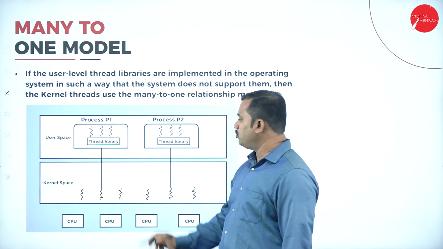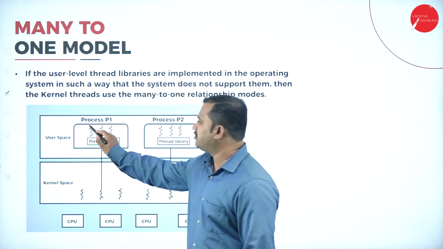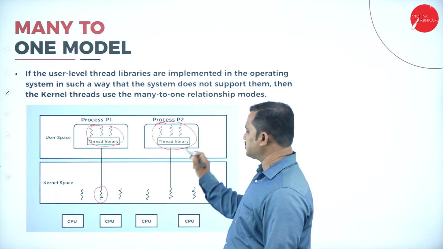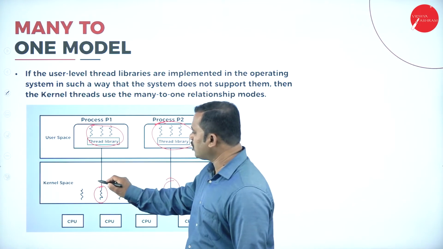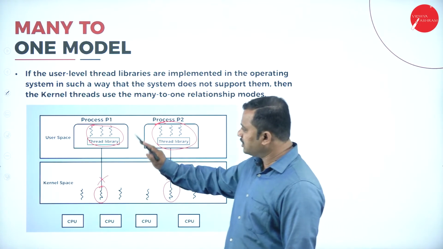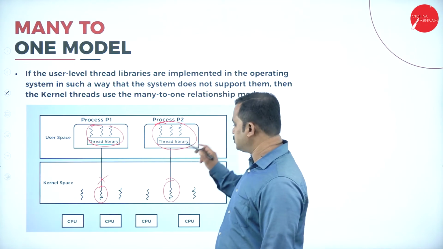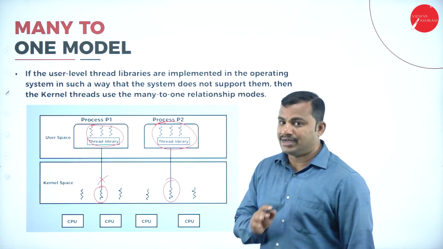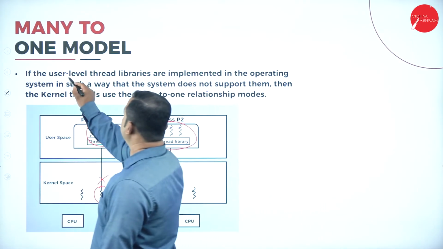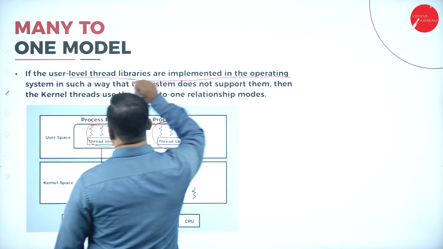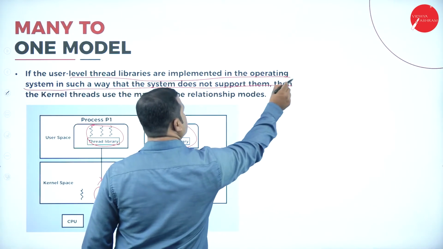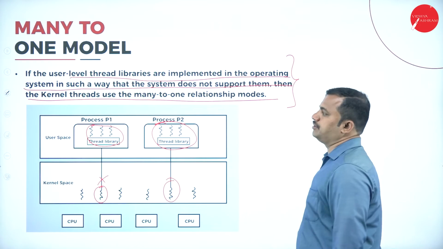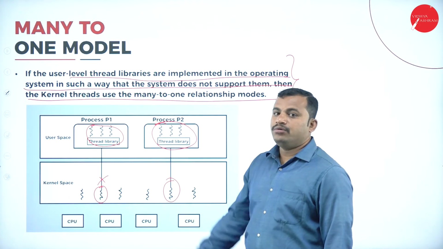So if that is the case, the many-to-one model can be represented in this form. We have threads T1, T2, T3 corresponding to this thread, and T4, T5, T6 corresponding to this thread. If there is any blocking system call made by this, it has to wait for process P2 to complete so that the other resources of P2 may be utilized for this process P1. That is the meaning of this. If the user level thread libraries are implemented in the operating system in such a way that the system does not support them, then the kernel threads use the many-to-one relationship. This is also very expensive compared to many models.